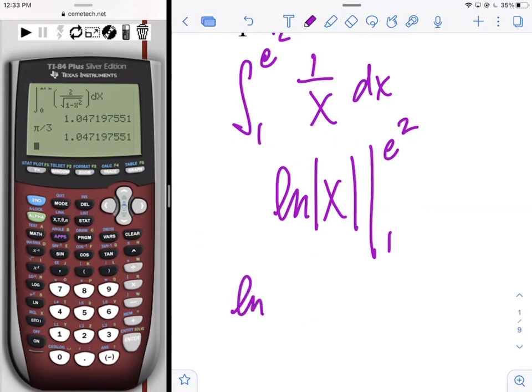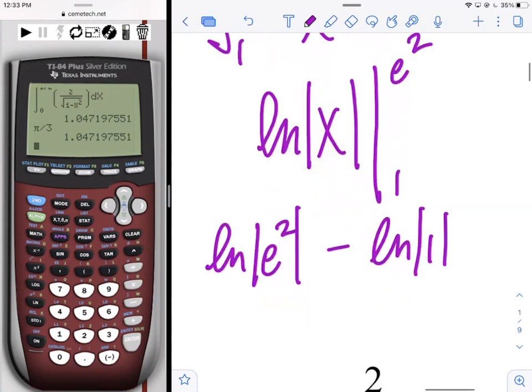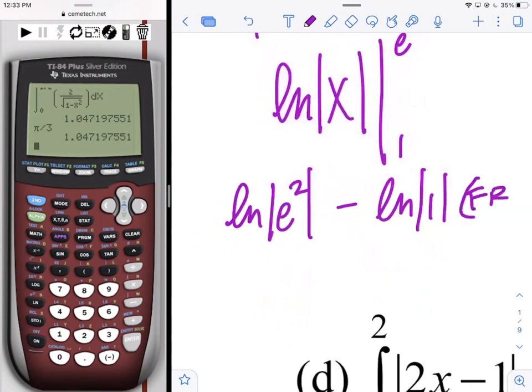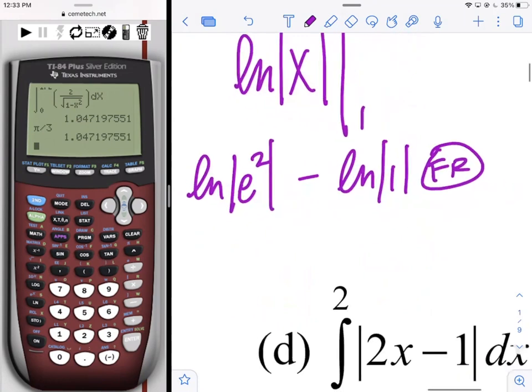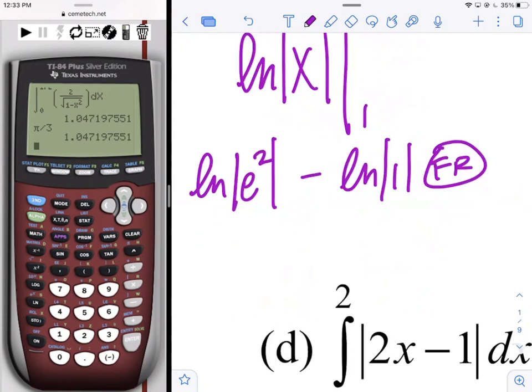So this becomes the natural log of the absolute value of e squared minus the natural log of the absolute value of 1. And that's it. Plug in the top minus plug in the bottom. Free response, you're walking away a winner. Multiple choice, though, that's not going to be an answer, right? So how do we contend with the absolute values? How about we just take the absolute value, right? What's the absolute value of e squared? E squared. What's the absolute value of positive 1? 1, right. Now let's evaluate. What is the natural log of e squared?